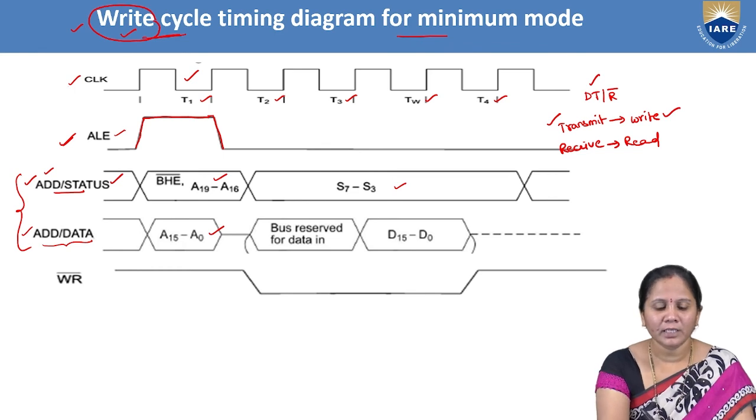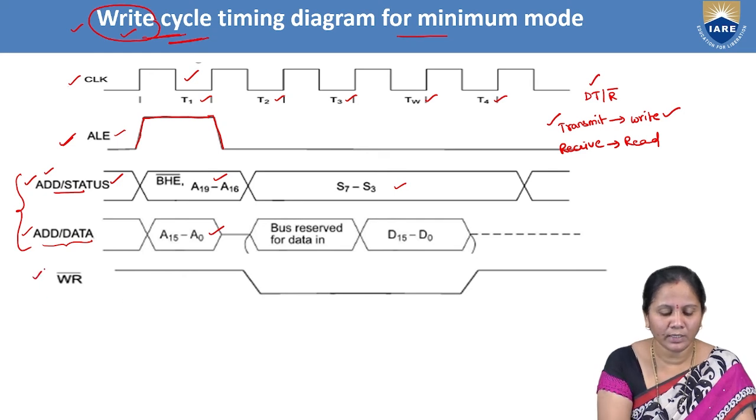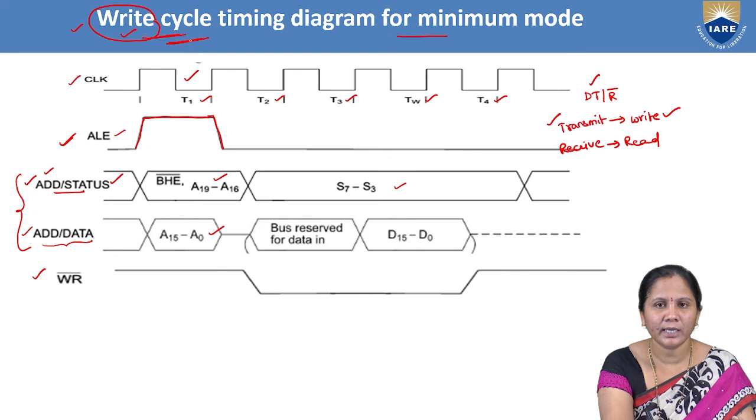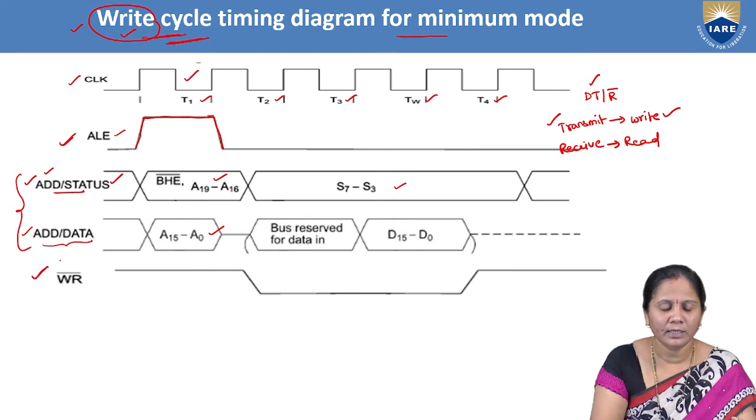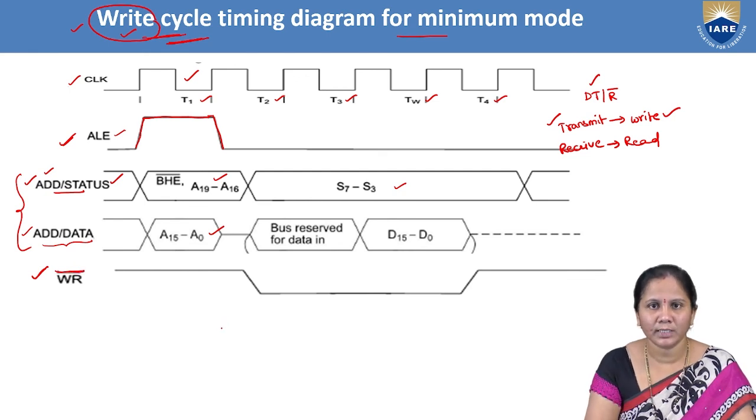And next, we are discussing the write cycle timing diagram. So that is why we have to draw the write signal. In the previous case, we discussed the read cycle timing diagram, that is why we drew the read timing diagram. But here, since it is the write cycle, we have considered the write timing diagram. So WR bar is indicated as an active low signal.